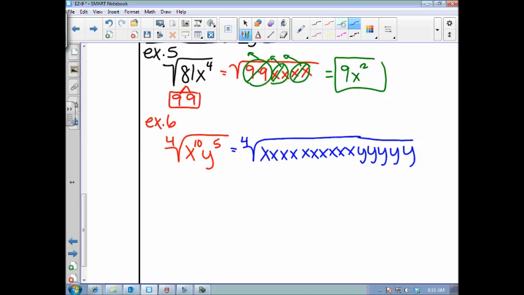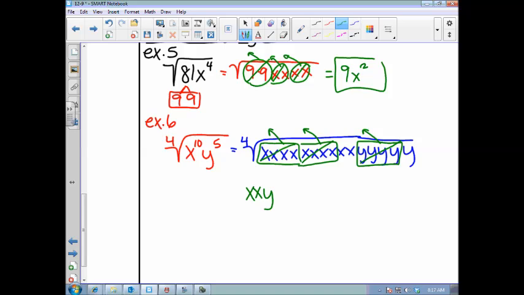Okay, Emily. Now we find groups of how many? 4. Excellent. So here's a group. Pulls out. Here's a group. Pulls out. What happens with these two x's? They stay, because you don't do x's and y's. Good question. Has to be the exact same number or variable. Here's a group of 4 y's, pulls out. So 2 x's pulled out and 1 y pulled out.